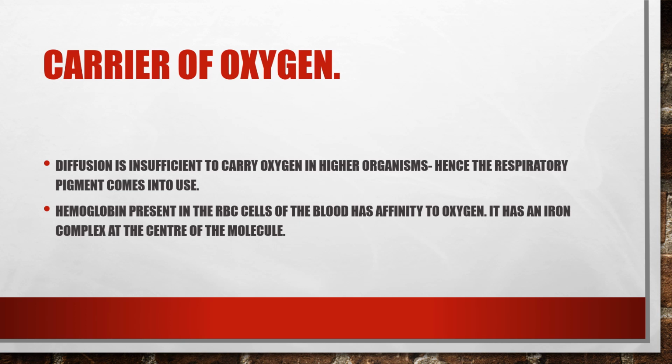In our body, hemoglobin is the respiratory pigment which carries oxygen from one place to another. Hemoglobin is present in the RBC cells of the blood, which has an affinity to oxygen. It has an iron complex at the center of its molecule.